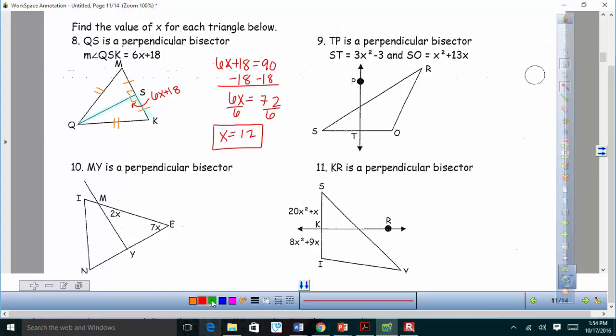Okay, now in number 9, it tells me that TP is a perpendicular bisector. So that means that these angles right here are 90, and the distance from S to T is the same from T to O. Now, why can we not say that from S to this line and from this line to R are congruent? Does anybody know?